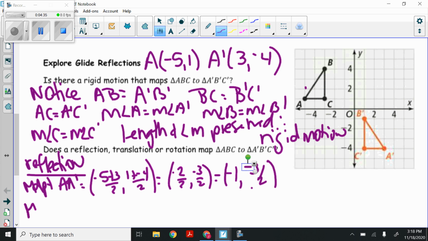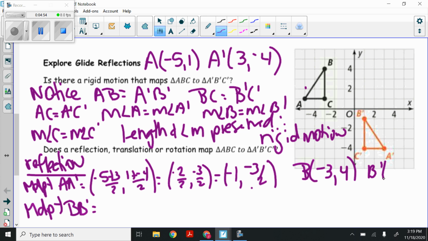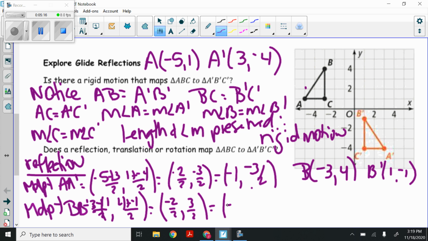Right, so now let's find the midpoint between another set. It doesn't matter if I do B, B prime or C, C prime, so we'll just do B, B prime. So B is at the point -3, 4. B prime is at 1, -1. So the midpoint there, -3 plus 1, cut in half, and 4 plus negative 1, cut in half. So I get negative 2 divided by 2, and 3 halves. So again, I get negative 1 comma 3 halves. So that is my midpoint.